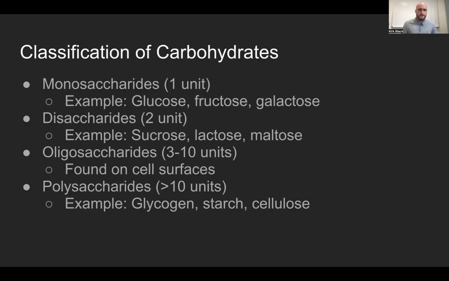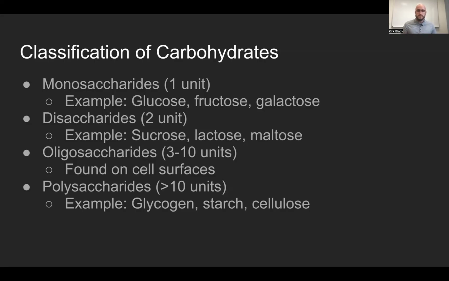Last, or third, is oligosaccharide. These are saccharides between 3 to 10 units of monosaccharides on a chain. They're mostly found on cell surfaces. They're usually used for cell signaling and cell recognition rather than in daily sugars that we see on a regular basis, but they're still very important and still very pertinent.